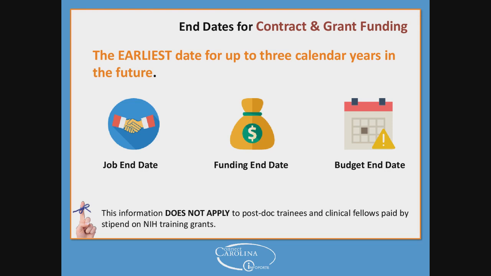Again, the system is going to use the earliest of the job end date, funding end date, or budget end date, and it's going to go out as much as 3 calendar years in the future. So it's not going to stop at the end of the state's fiscal year. As Anita mentioned, the fiscal year end doesn't often coincide with the end of a budget period on a project. And so now we're going to look at some of these dates.